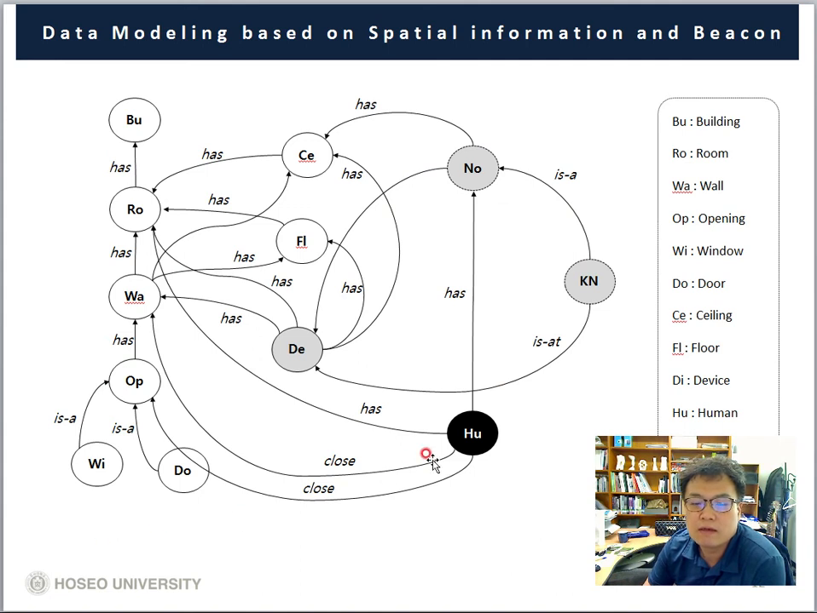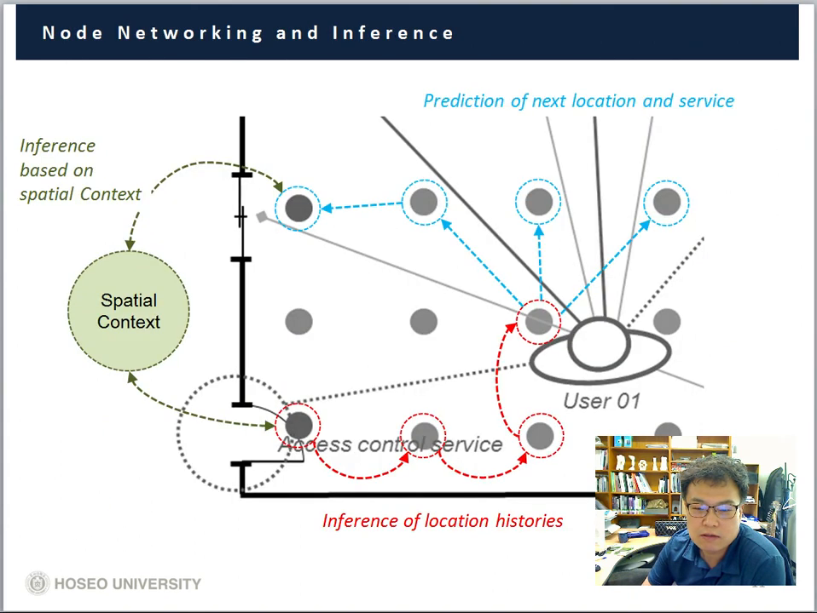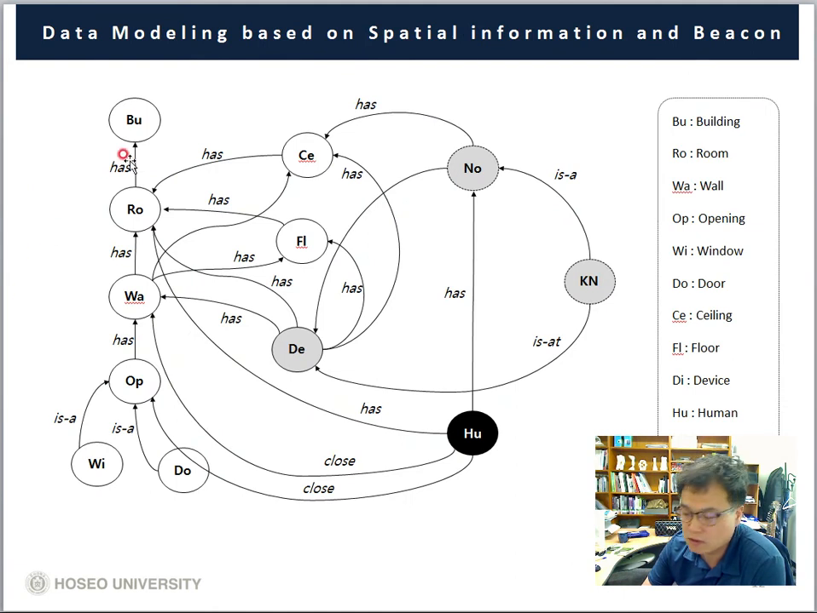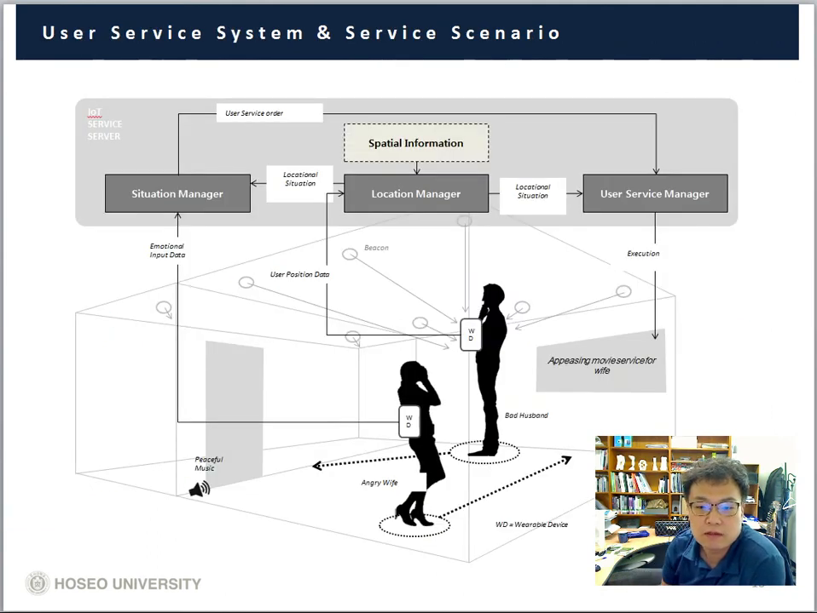Okay, this is data modeling based on spatial information from beacons. This is based on the very typical building data modeling process, and then we add some node and human behavior. Okay, this is a diagram, so you can compare with this one.